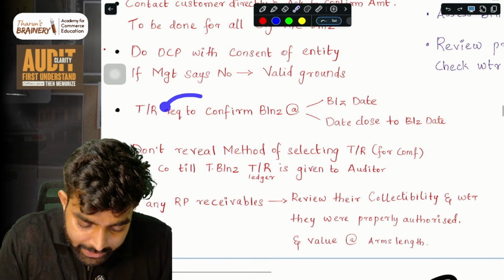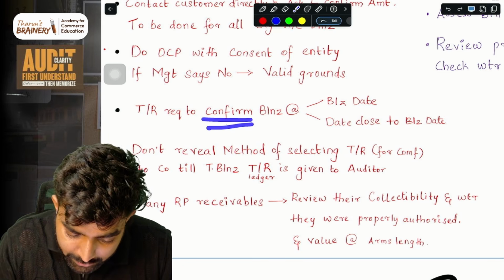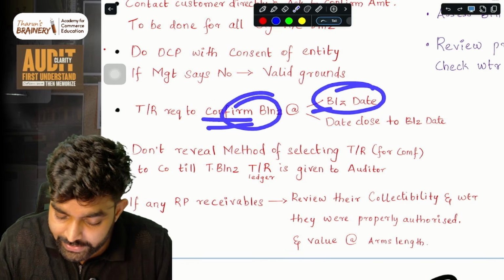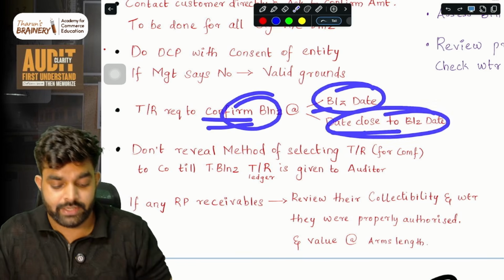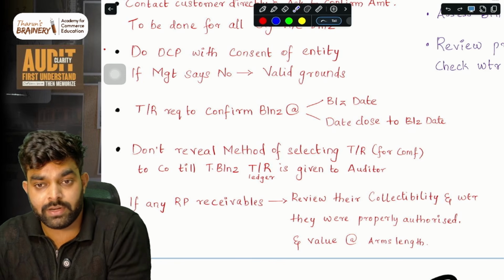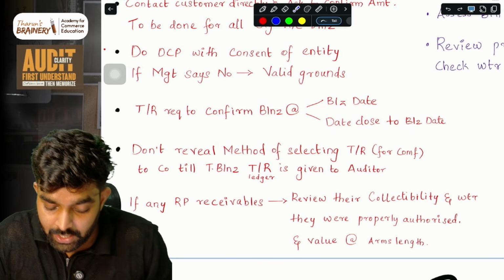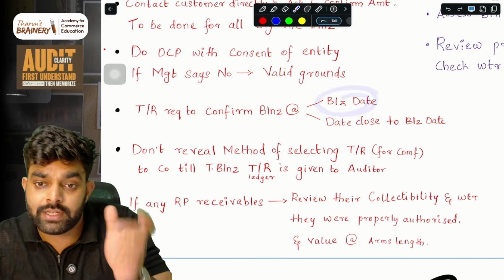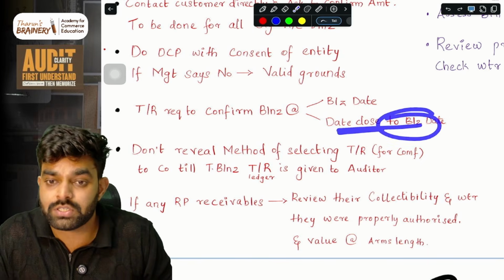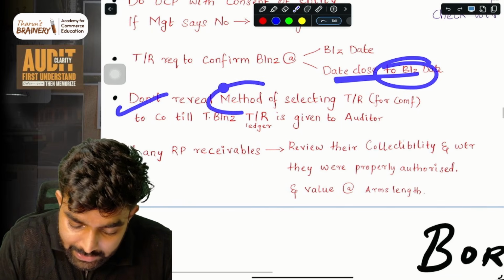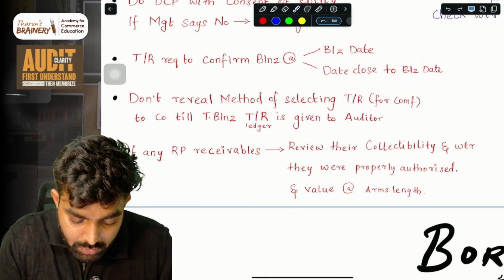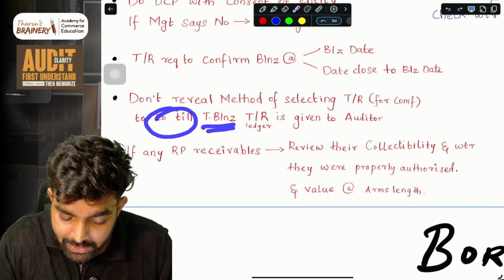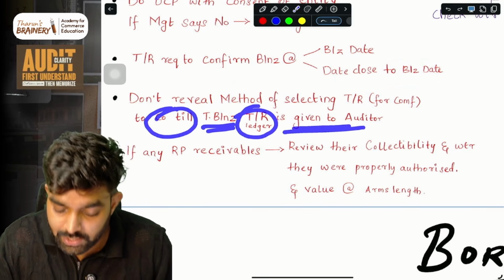Then trade receivable requested to confirm the balance at the balance sheet date or date close to the balance sheet date. That is, when you send this receivable confirmation request, ask them to confirm the balance as on 31st March or any date close to the balance sheet date. Then don't reveal the method of selecting the trade receivables to the company till the trial balance or trade receivable ledger is given to the auditor.